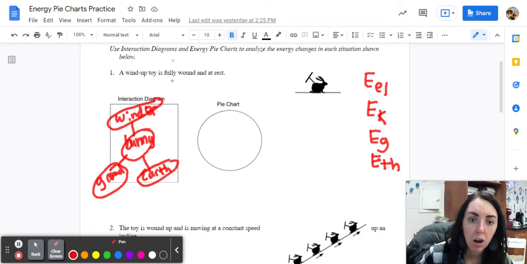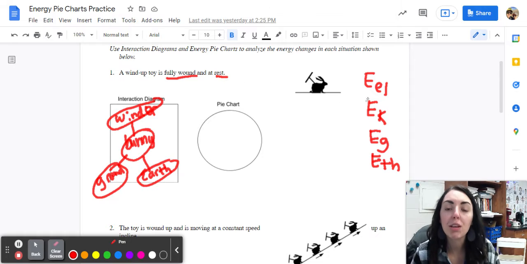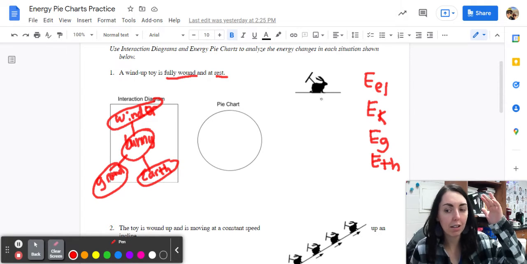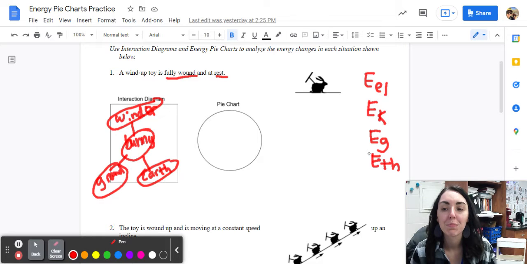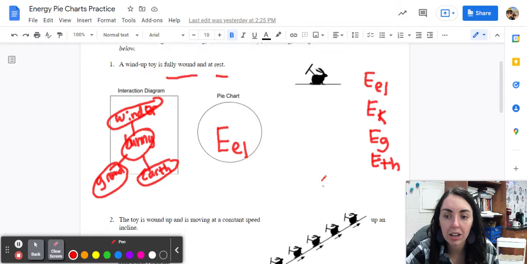All right, so right now, a wind-up toy is fully wound and at rest. So he's fully wound. That means he has a lot of elastic energy. So I know for sure I've got elastic energy. He's at rest, no kinetic. He's sitting just on flat ground. He's not on a hill, he's not up high. So no gravitational. And he's not moving, so there's not going to be any friction, so no thermal. So this one's really easy. It's just all elastic. The only type of energy this bunny has right now is elastic energy because he's all wound up, but he hasn't gone anywhere yet. So see how we kind of went through that checklist.